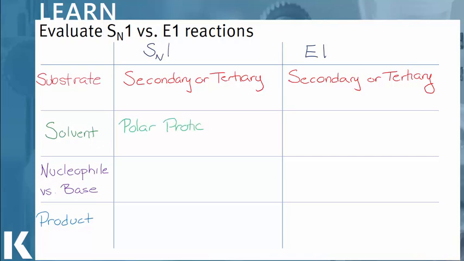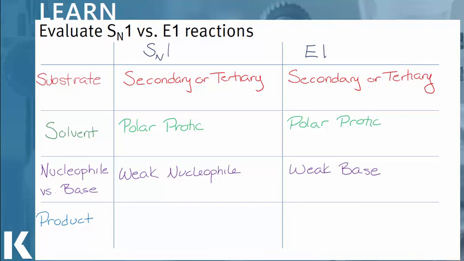Both reactions also use a polar protic solvent, and this is to both help stabilize the leaving group after it has departed, and also to stabilize the carbocation that is formed. One of the differences that we see between these two reactions is the nucleophile versus the base. In an SN1 reaction, we use a weak nucleophile, and in E1, we use a weak base. However, let's dig into this a little bit more.